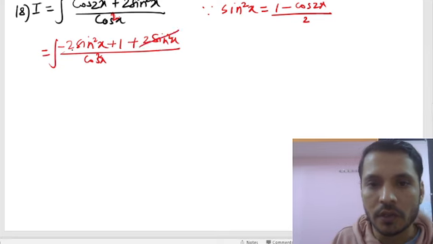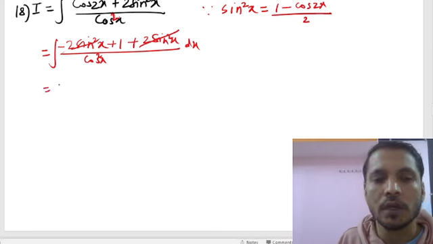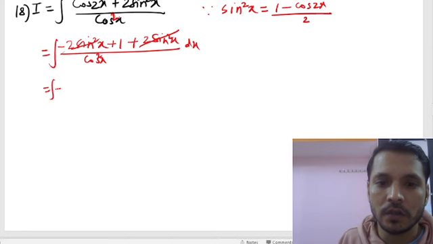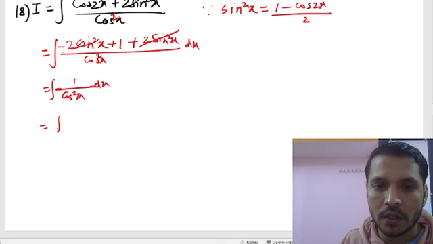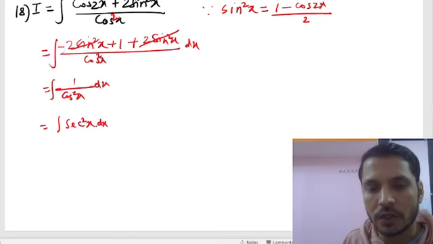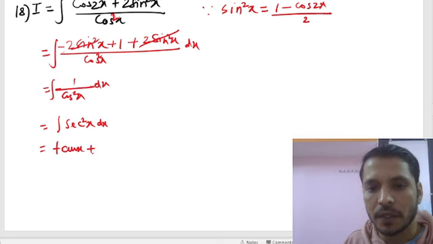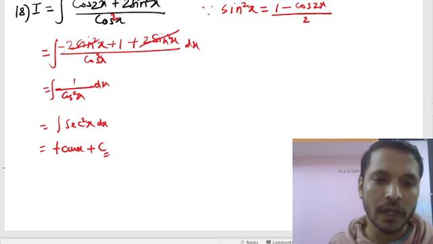So this will get cancelled out, we have just 1 in the numerator, so we can write it as integration of, the minus also got cancelled out, we have just 1 by cos square x into dx. That means we can write it as secant square x into dx, and the integration of secant square we know is tan x plus c. So question number 18 is done. Now we will move to question number 19.